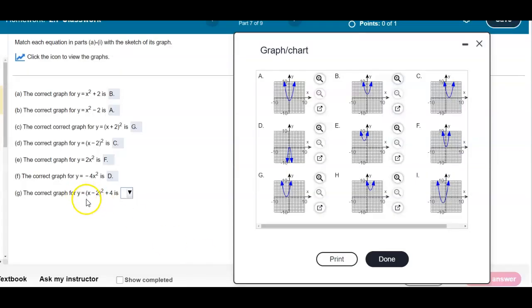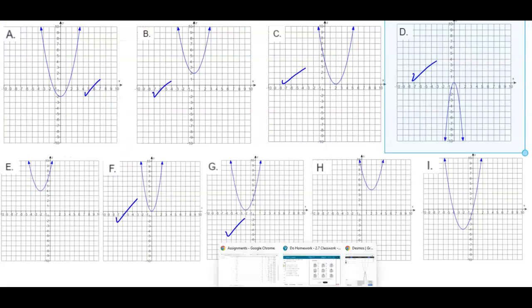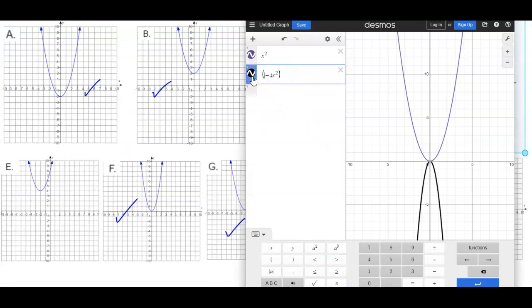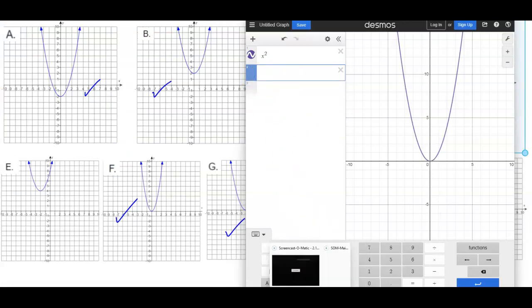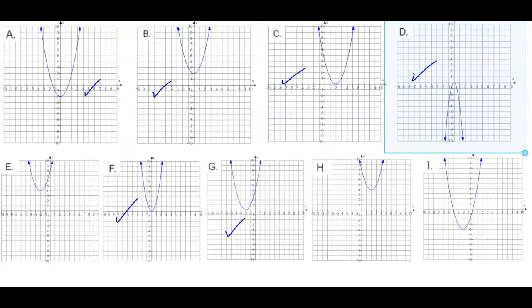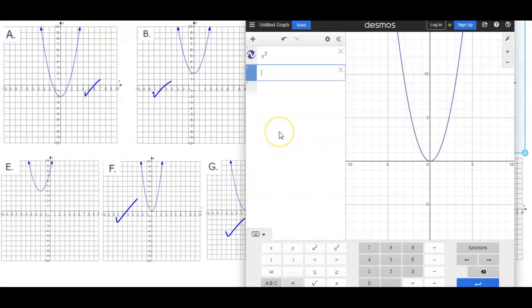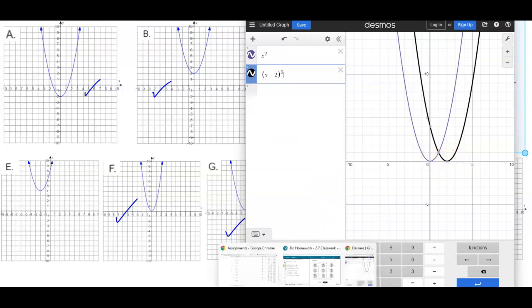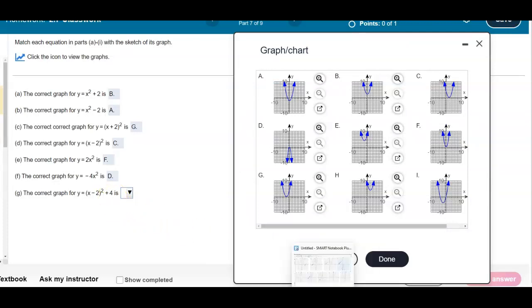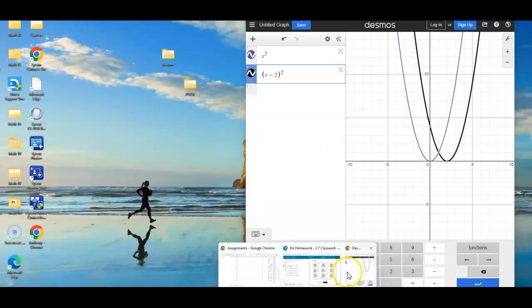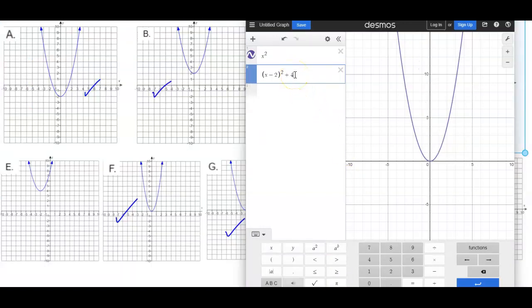The next example is (x minus 2) squared plus 4. Okay, so what does that mean? All right, so we have, again, x minus 2 squared. So we have parentheses x minus 2, and that's squared, which means it first shifts to the right, and then what's next is we're adding 4. So now when we add 4, we're shifting it up. So we moved it over to the right 2 units and then shifted it up 4 units.